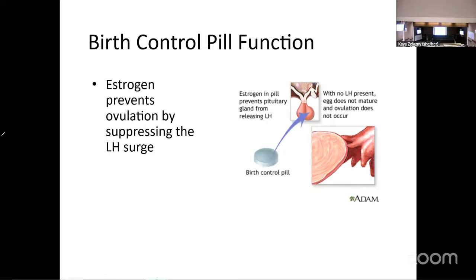Okay. So if we can suppress that LH surge, we're suppressing that anterior pituitary from releasing that luteinizing hormone. So ovulation doesn't occur. If ovulation doesn't occur, there is no egg cell in the uterine tube to be fertilized, which is why that's an important part of the formulation of birth control pills.